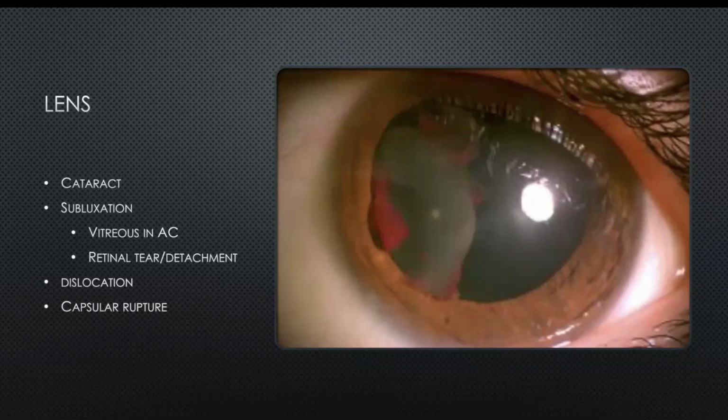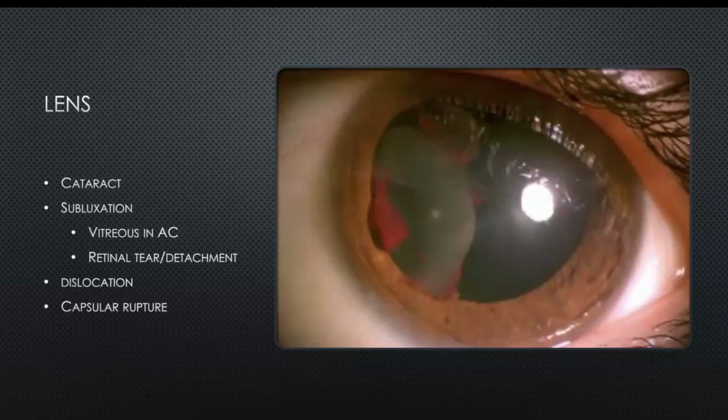The lens can completely dislocate, so it can literally just drop into the back or the front. And also with blunt traumas, usually more common with penetrating injuries, but with blunt traumas, you can sometimes have a rupture of the capsule, and then you can get a sort of phacolytic or even phacoanaphylactic glaucoma. So that sort of goes through what you can find on the lens.